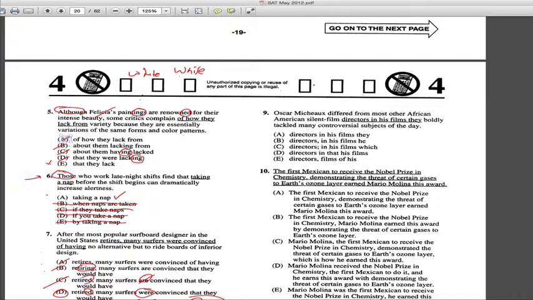Okay, let's start with number 9. Oscar differed from most other African American silent film directors. E is not it. In his films, who are they? You can't just introduce they. Who is he? In his films. Well, he is supposed to refer to Oscar, this guy's name.